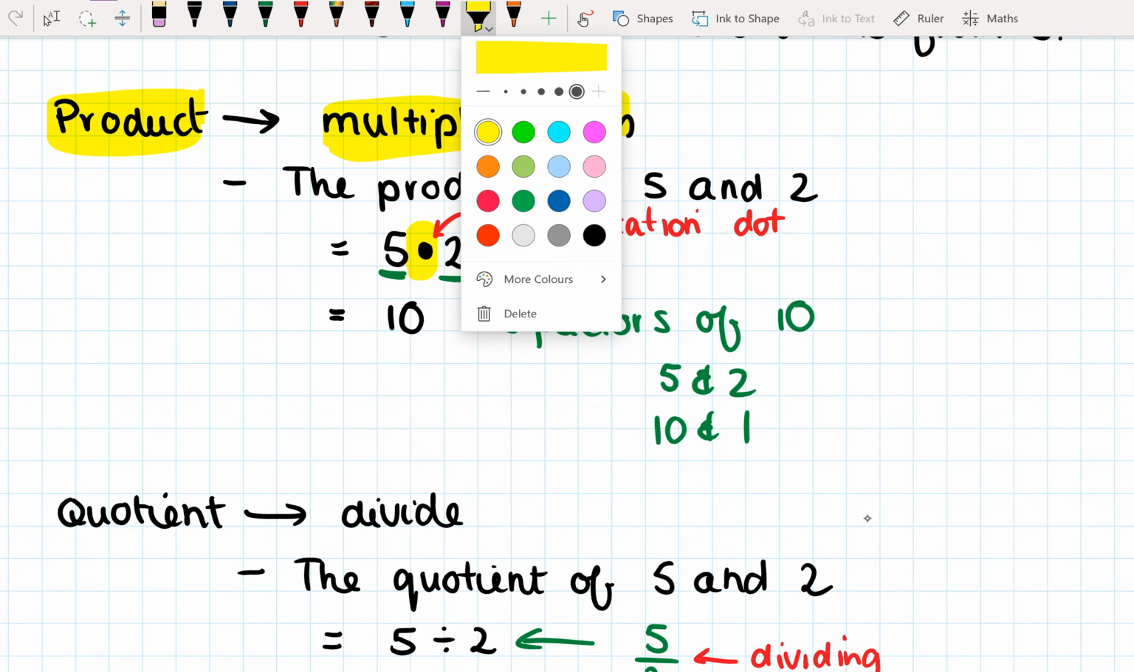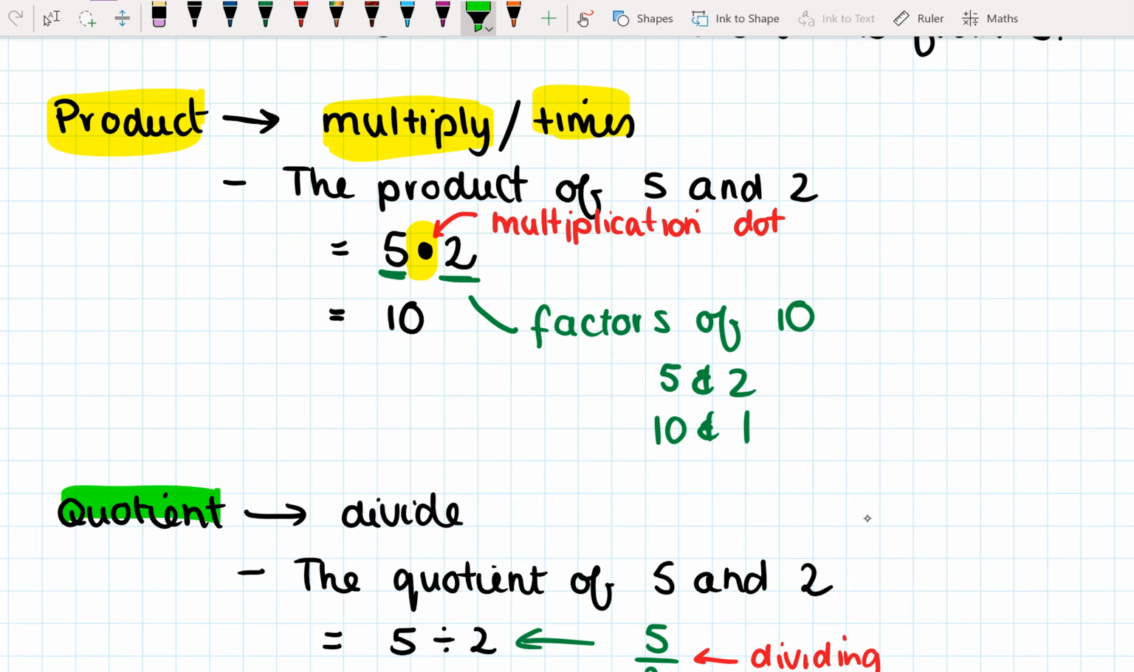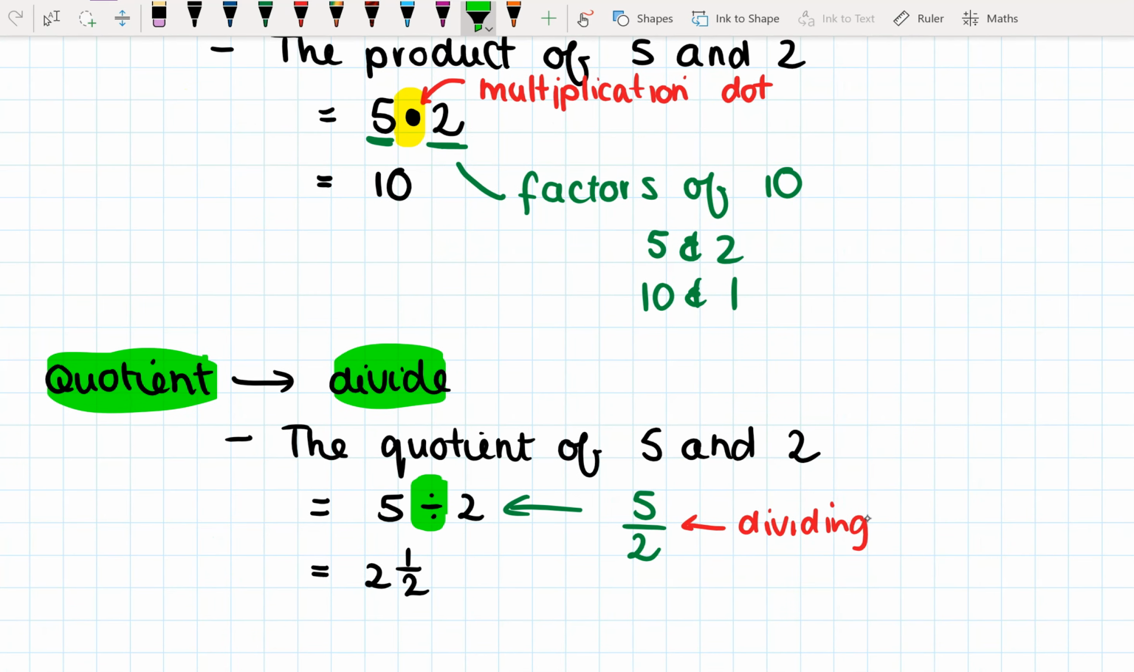And if we're talking about quotient, that means divide. And you won't see the word quotient used very often. We don't use it a lot in maths. You will mostly see divide, but it's good for you to know the words.